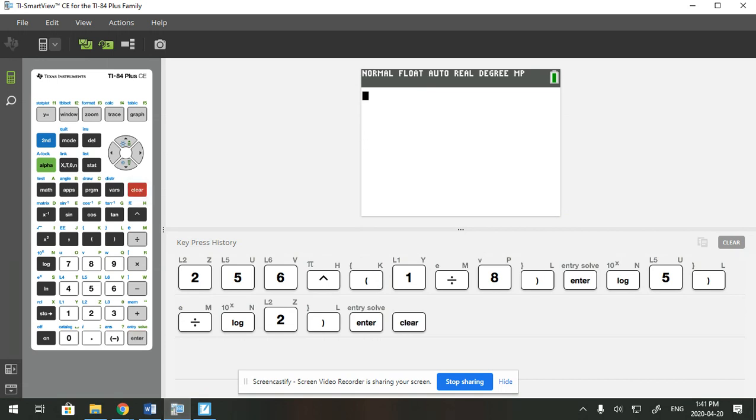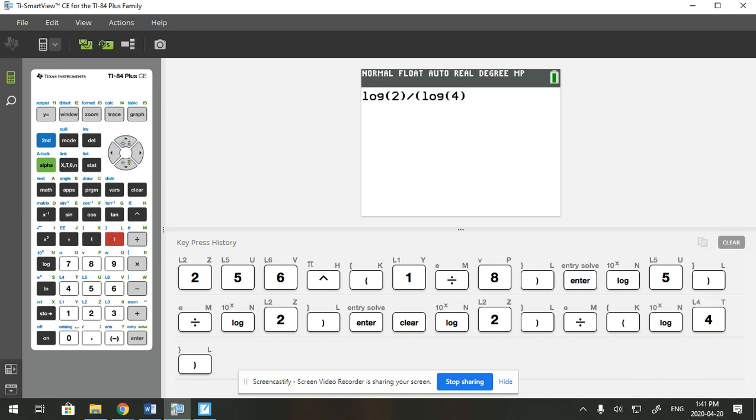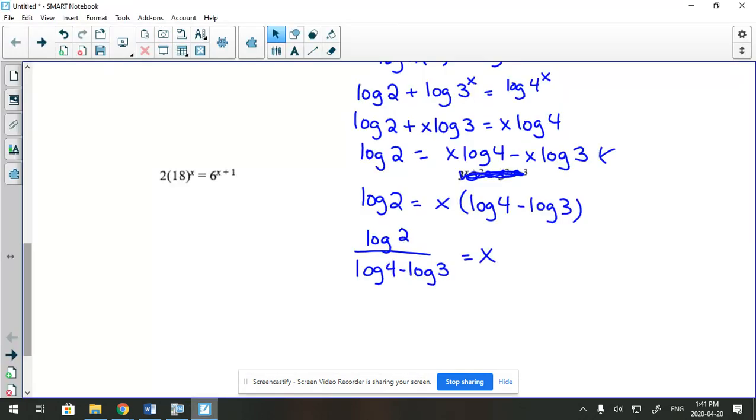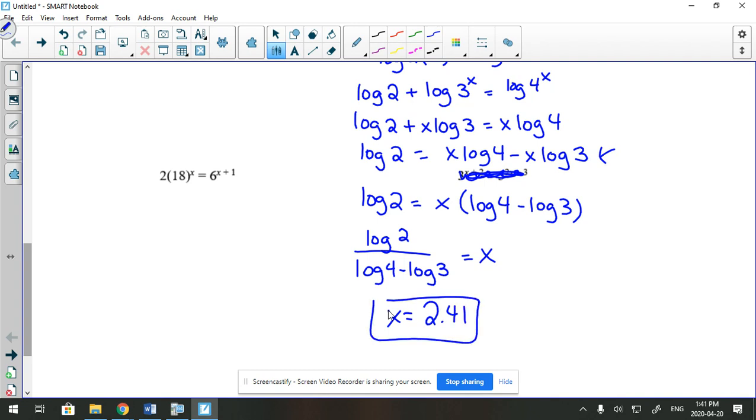So I have log 2. Make sure you close this bracket, otherwise you're taking the log of absolutely everything in there. So I have a log 2, and I'm going to divide it by, open a bracket again, log 4 minus log 3. So I do recommend trying typing that in after with me and make sure you get the same answer as me, but you should get 2.41 when you round it to the nearest hundredth. And that one is done.